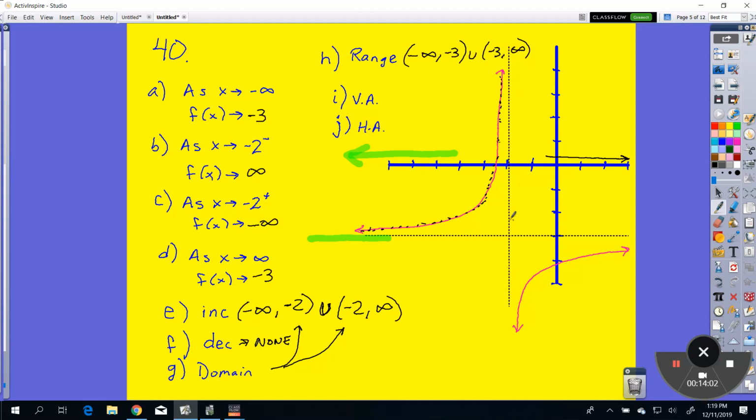My vertical asymptote, that's the one that goes up and down. That's x equals negative 2. My horizontal asymptote is the one going side to side, so that's y equals negative 3.